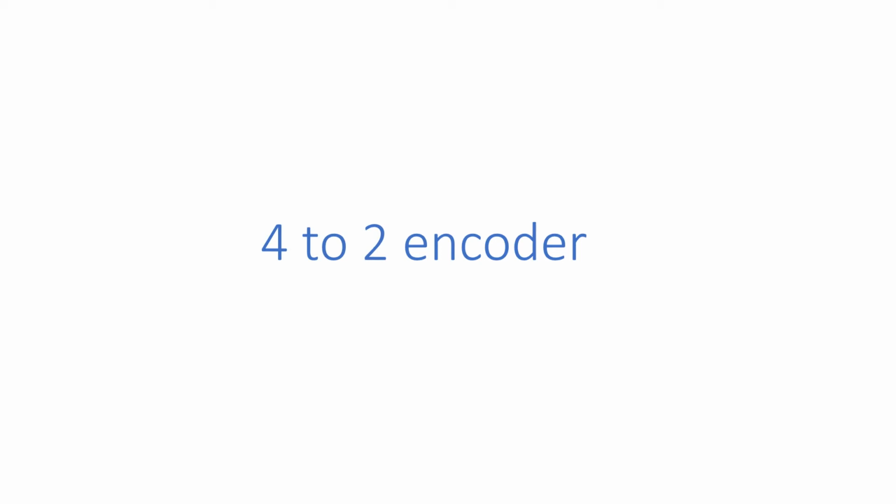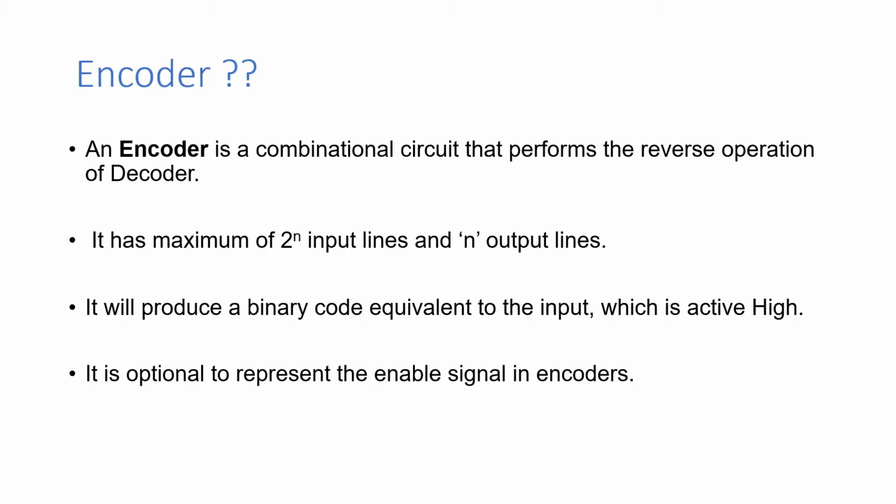So this video is all about the 4 to 2 encoder. Before constructing the diagram of the 4 to 2 encoder, let's see what an encoder basically is. It is a combinational circuit, as we know, and it has a maximum of 2 power n input lines, where n is the number of outputs. So basically the output is the logarithm with base 2 of the input. It will produce a binary code equivalent to the input which is active high.